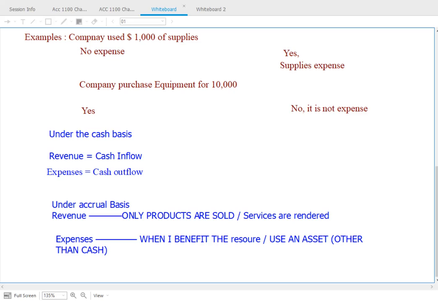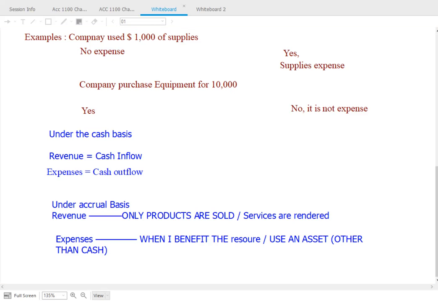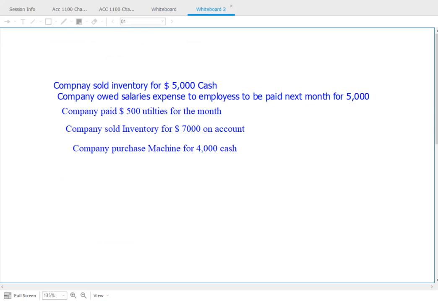Okay, so we have these transactions and they ask us to calculate net income under cash basis and accrual basis. Okay, I will start with the cash basis.